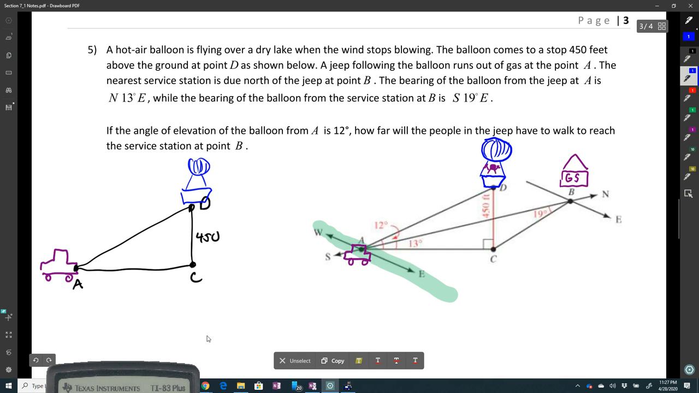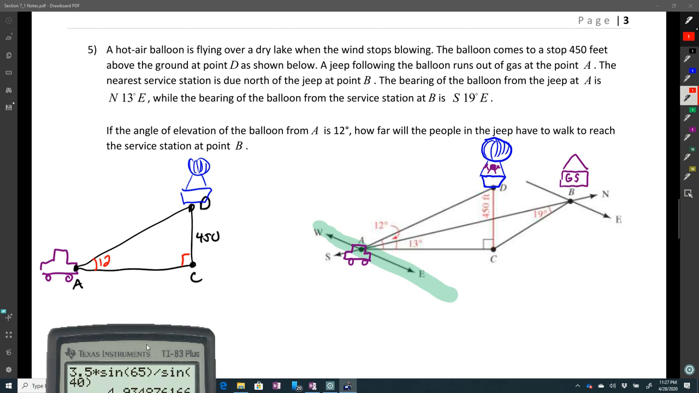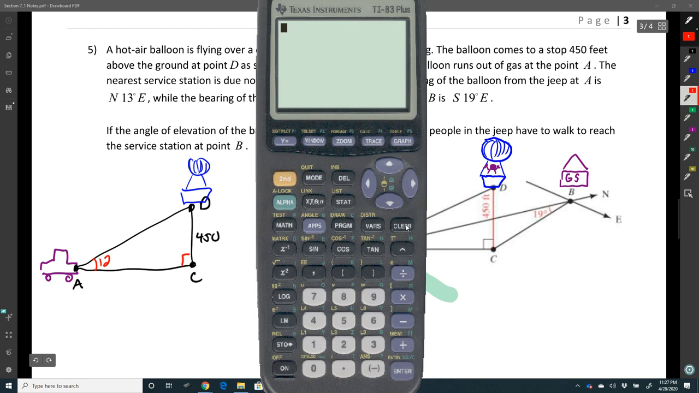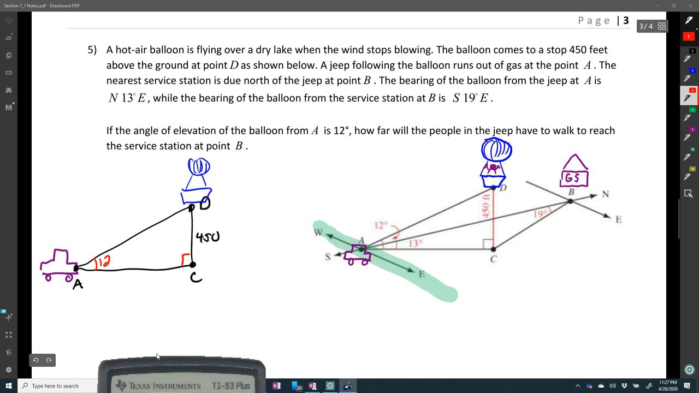All right, and we got to figure it out. All we know is this. That is 12. Okay, so this is the angle of elevation. So this is 12. That's 90. So I can actually figure out the missing angle. So 180 minus 12 minus 90 is 78. So I know that this here has to be 78 degrees.